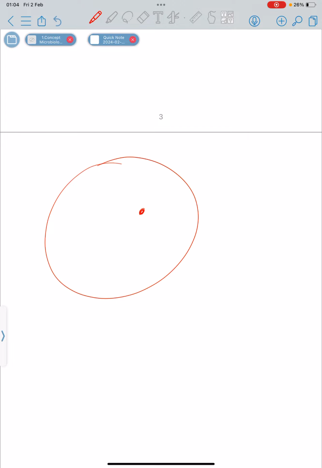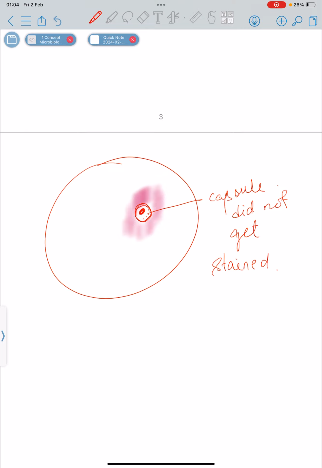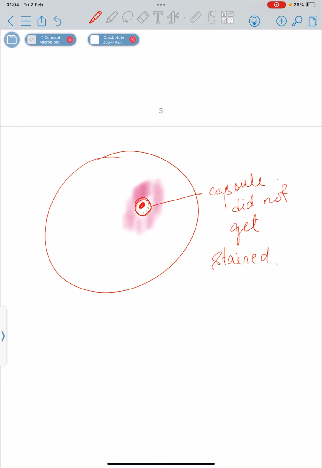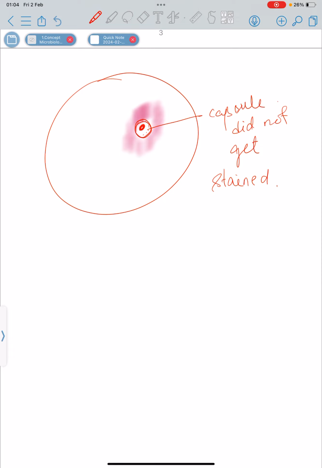Now you put the organism here, suppose it has a capsule. So what happened is everything else except the organism and the capsule got stained. That is, this capsule did not get stained. So other things got stained but the capsule did not get stained. This way you can identify the organism here. So this is a negative or indirect stain.